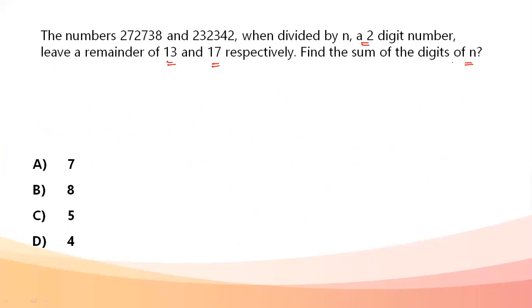Now, remainders are given to me as 13 and 17 respectively. That means whatever your two-digit number n is, it has to be greater than 17. Any number less than 17 will not leave a remainder 17. So the first thing that is very clear is that it has to be greater than 17. Next, I know dividend equals divisor into quotient plus remainder. This is the rule of division.